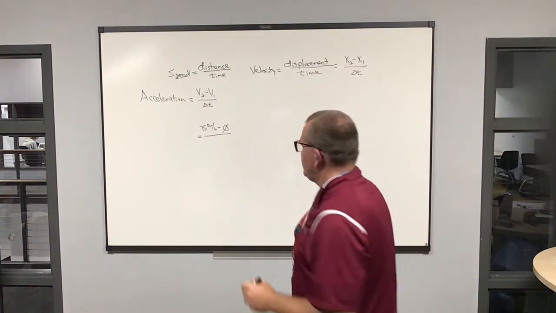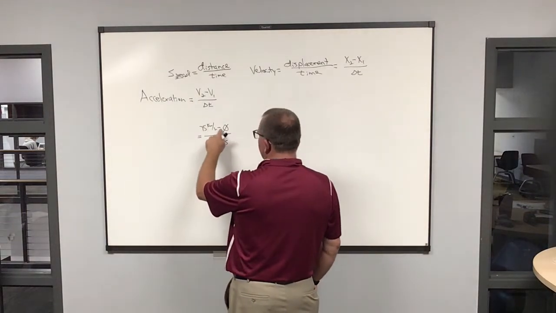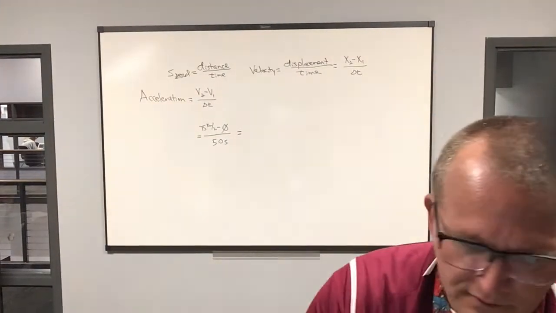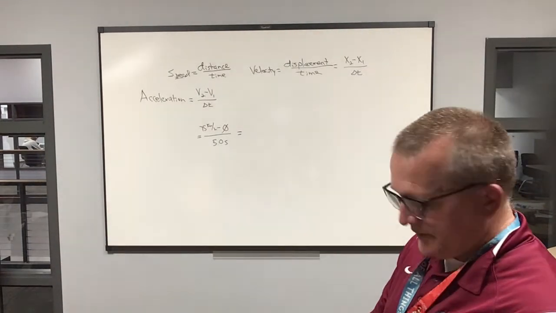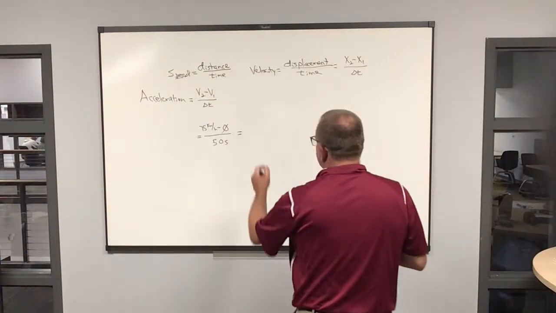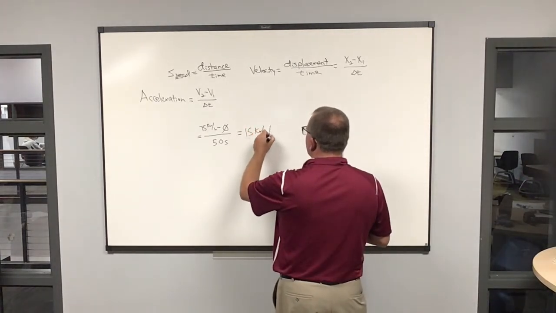Time was 5 seconds. So 75 minus 0 divided by 5 would be how I would solve this. So I take my 75 divided by 5, and I get 15 kilometers per hour per second.